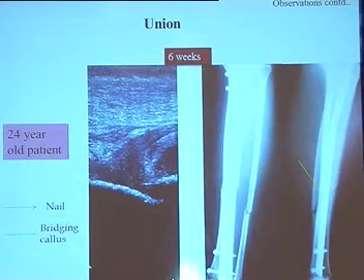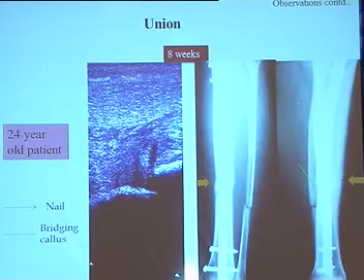Then what happened at 6 weeks? At 6 weeks, in the ultrasonogram the nail size is decreasing and the bridging callus is much more. At 8 weeks, same patient, see the nail is not appearing, it is not visible, just a very faint line. The periosteal bridging callus is much more.